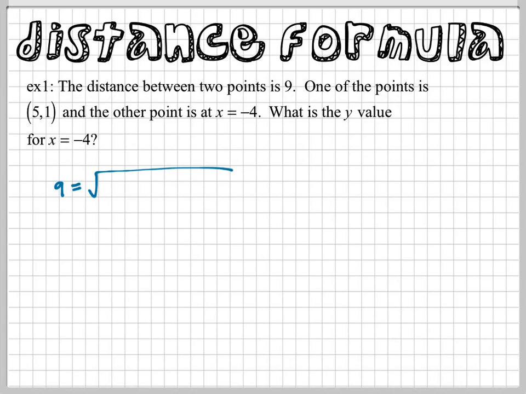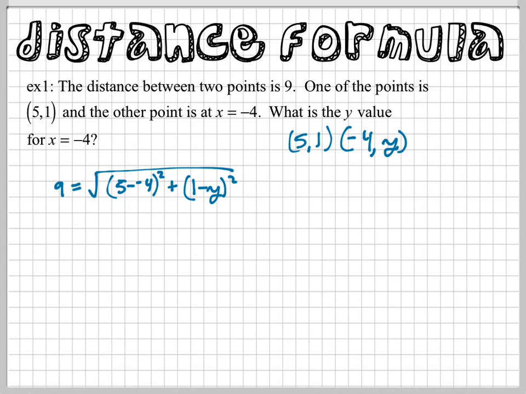We have the square root of a bunch of stuff. Now we subtract the x's first, and so we have 5, and the other x is negative 4. 5 minus negative 4, because those are 2 points. Our 2 points are 5 and 1, and the other point is negative 4, and we don't know the y. So we're subtracting the two x's right there. Don't forget to square them. We have to add the difference between the y's, so it's 1 minus y, and we square that.